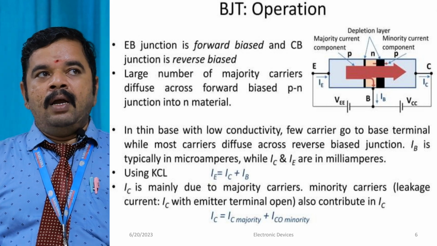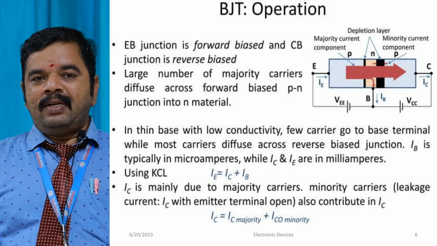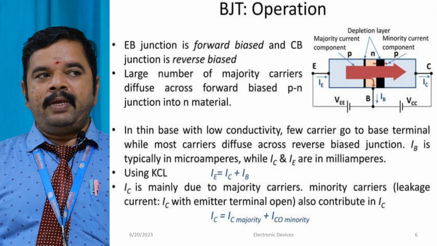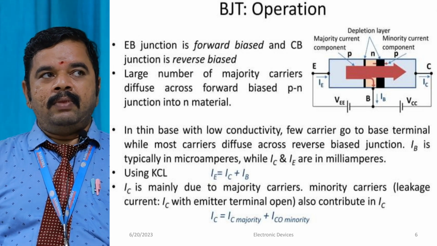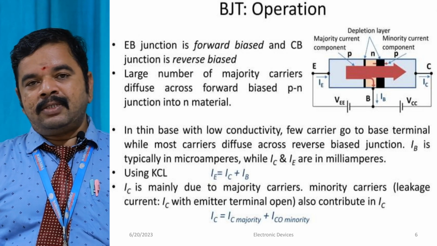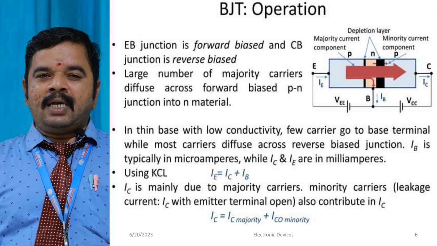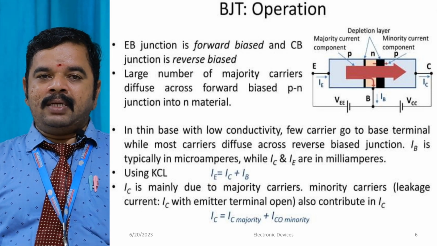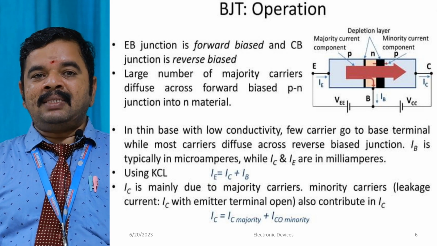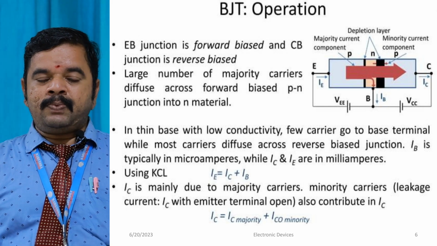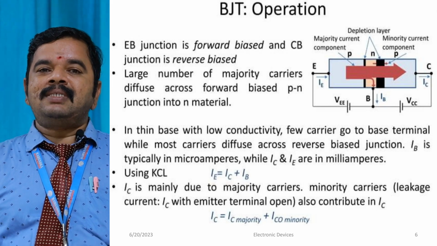So that defines the NPN transistor and the PNP transistor. The next topic is the operation of the BJT transistor. Generally we know what bias is. Without bias the transistor cannot operate. What does bias mean? Bias means we have to give the supply.